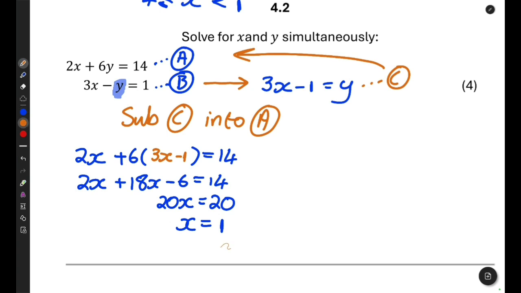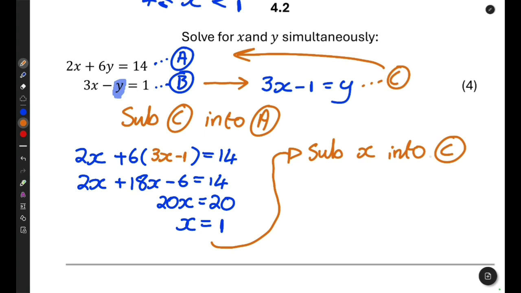Now I need to write what I'm going to do next so my teacher knows. So I'm just going to say sub x into C. You could sub it into any one of the 3 that you have, but C is the easiest because y is already alone. So I can just say 3 times 1 minus 1 is equal to y, and I already know, I'm in grade 10, so I know 3 minus 1 is 2, hopefully. There we go. That was simultaneous equations.